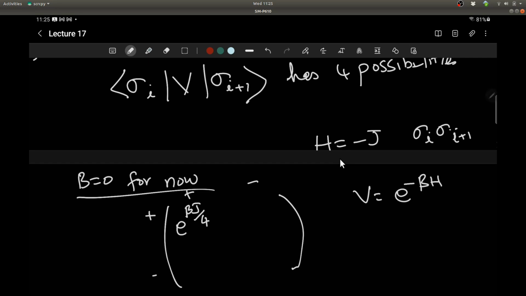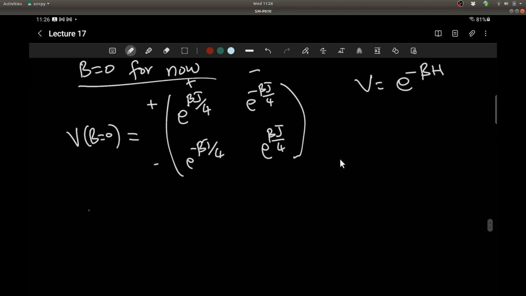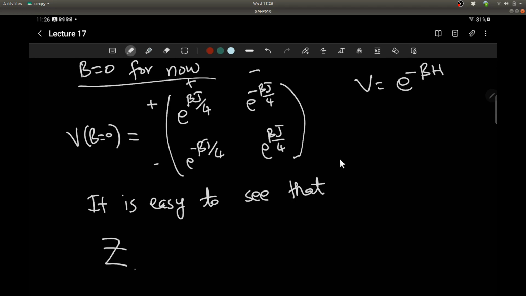Similarly, this one will also be the same. What will the off-diagonal be when the spins are opposite? Minus beta j. That's all. This is the V matrix when b is 0. So now it's easy to see, at least for periodic boundary conditions.